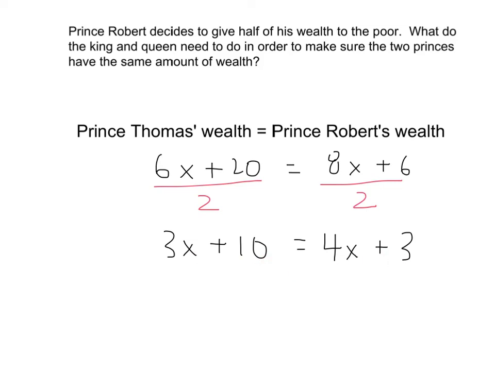But I wanted you to see how whatever we did for one prince, if we wanted to keep the other prince to have the same amount of money, we would have to do the same thing to the other side of the equation. If we give money to Prince Robert, we have to give money to Prince Thomas. If we divide Prince Robert's by 2, we have to divide Prince Thomas's wealth by 2, if we want these two quantities to be the same. 3x plus 10 has the same value as 4x plus 3.